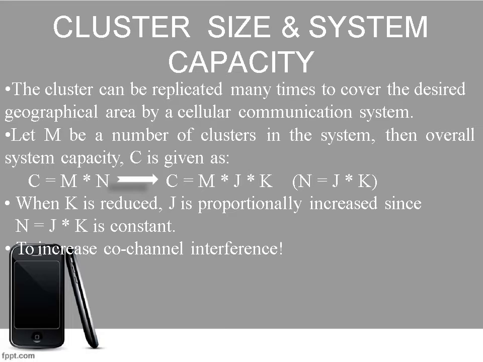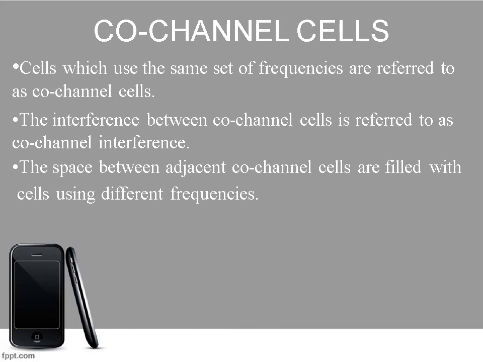Let m be the number of clusters in the system, then overall system capacity C is given as C equal to m into N. Here C equal to m into j into k, where N equal to j into k. When k is reduced, j is proportionally increased since N equal to j into k is constant, to increase co-channel interference.